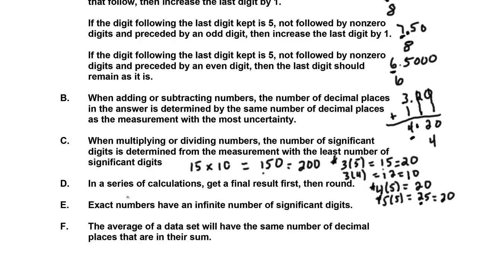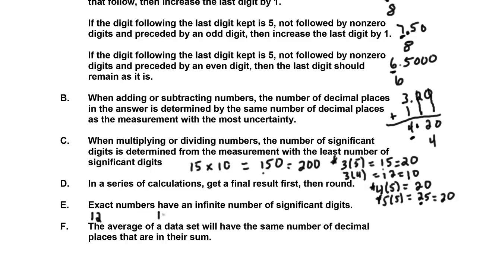Now, exact numbers have infinite number of significant digits. Infinite number. So if I have a dozen eggs, I have 12 eggs. 12 is an exact number. There are an infinite number of significant digits. You might say, well, it only looks like there's 2 significant digits. Well, that's true. But it looks like that. But if we're saying a dozen is a specific amount. So exact numbers have infinite number of significant digits.